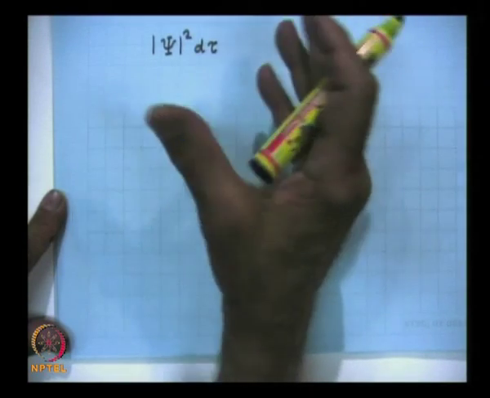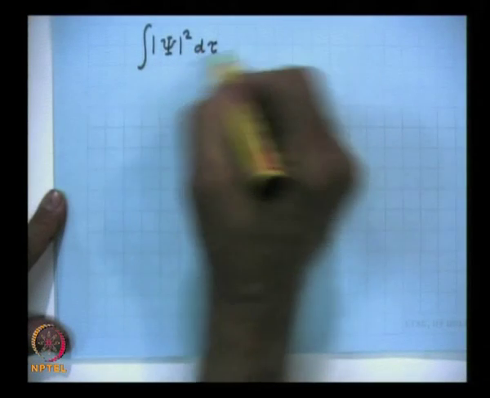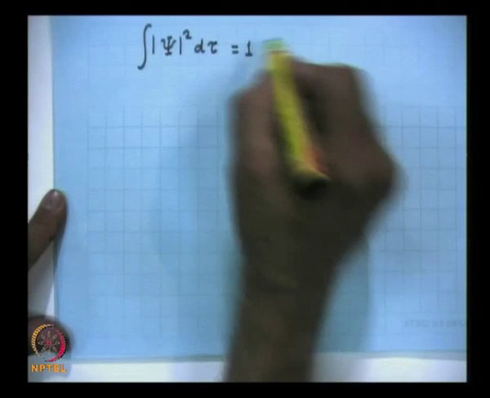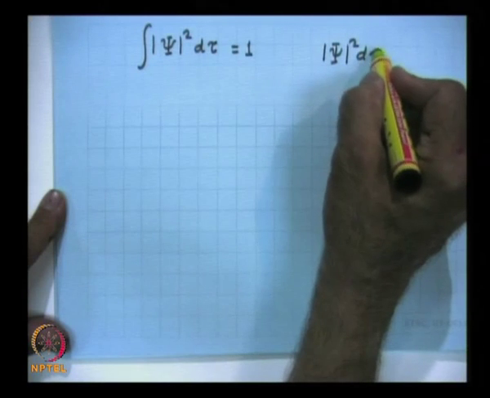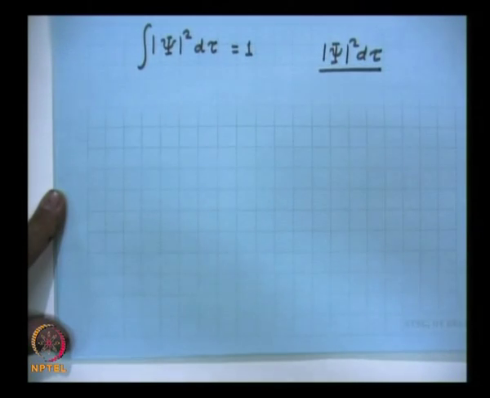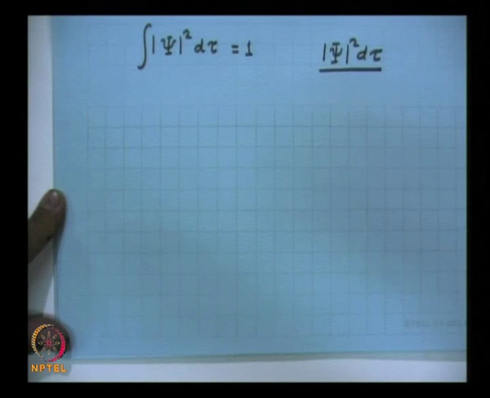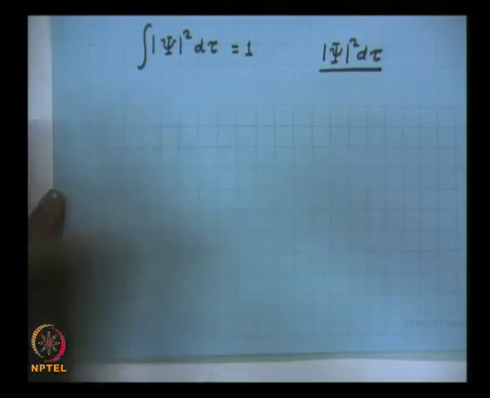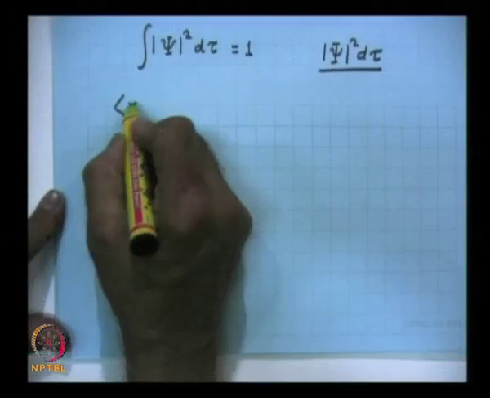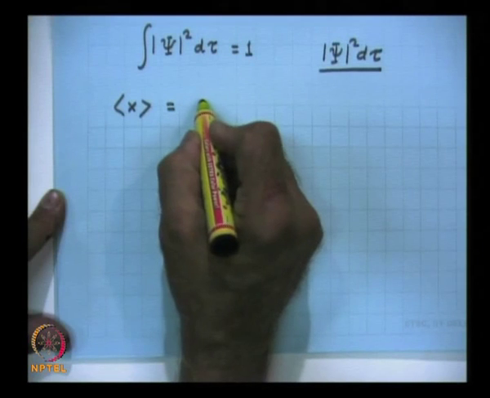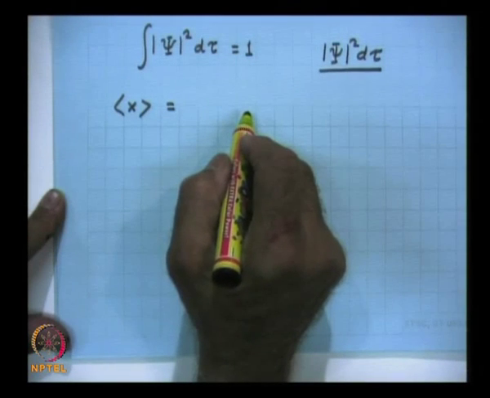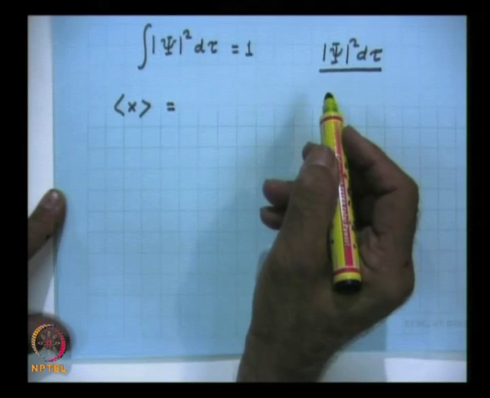Actually, we obtained that this should be proportional to the probability. But if we normalize this in the entire space, then we can interpret mod psi square d tau as the probability of finding the particle in the volume element d tau. So, associated with the particle, if I want to find the expectation value of any quantity x, I just have to multiply by the probability density function and integrate over the entire space.